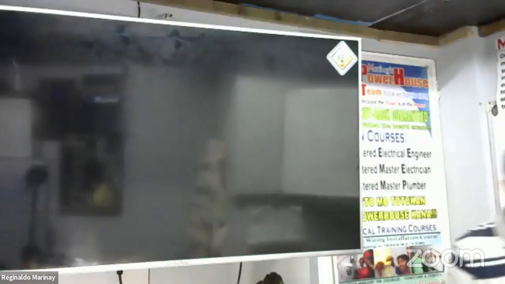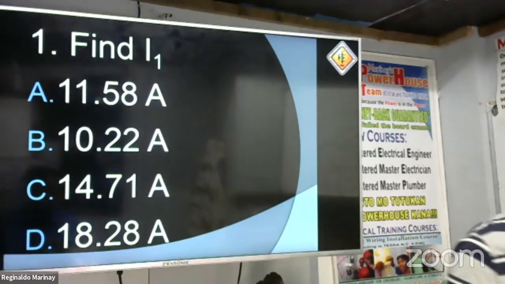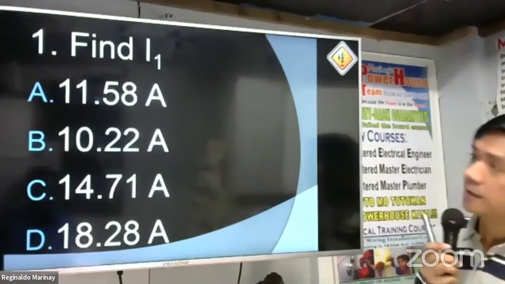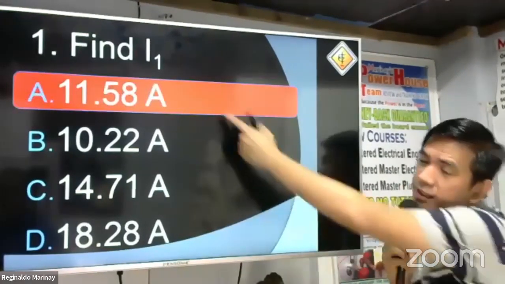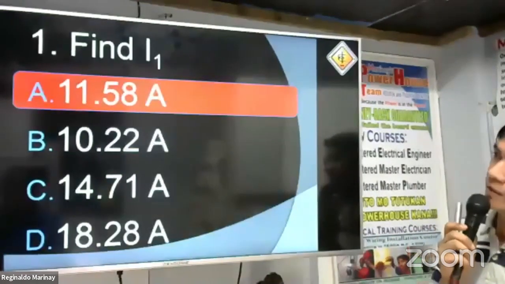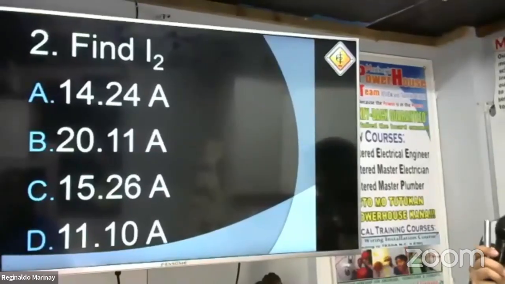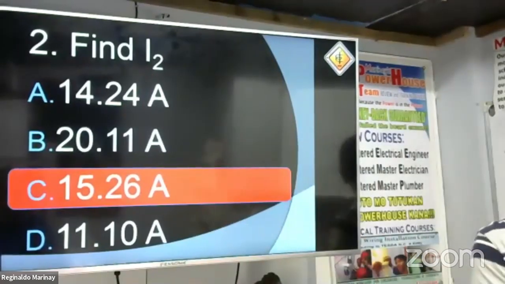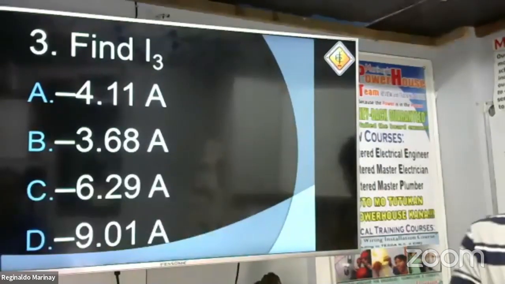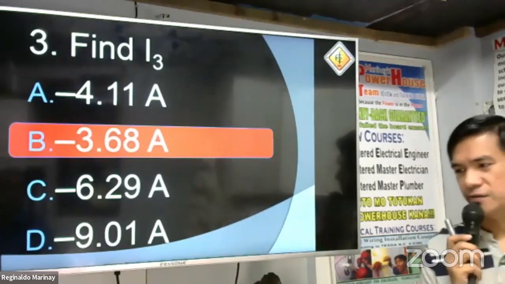Okay, we will double check if the answer in the PowerPoint and our answer is correct. For number 1, our answer I1 is 11.58. That is letter A. Okay, that's correct. What about for number 2? Our answer is 15.26. Yes, that's correct. That is letter C. Then our I3 is negative 3.68. Letter B. That's correct.